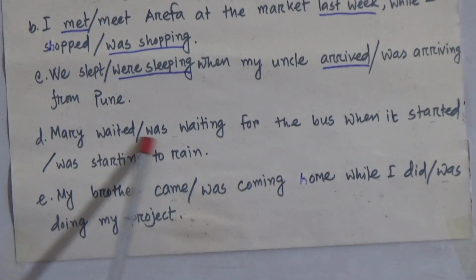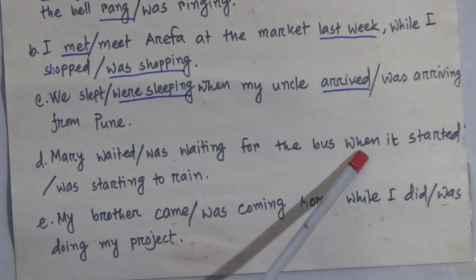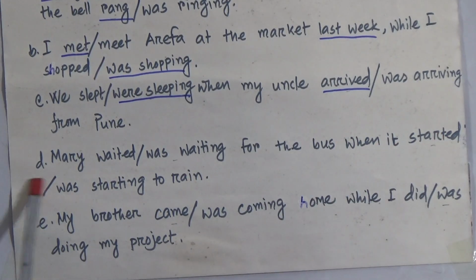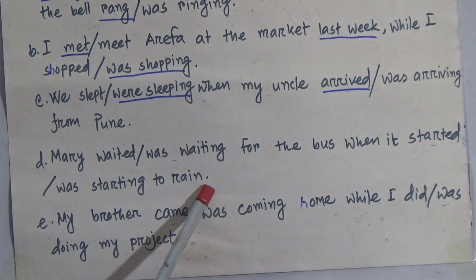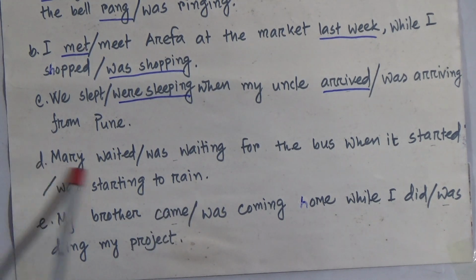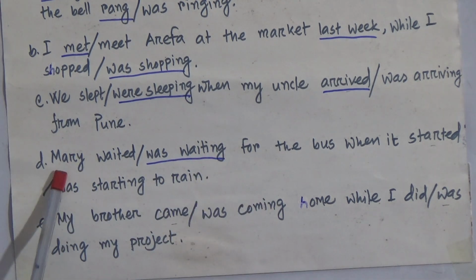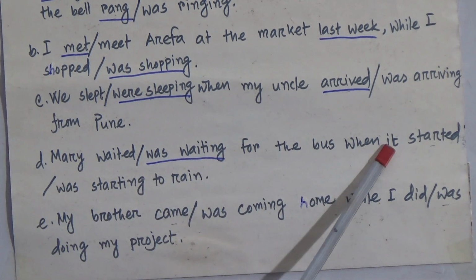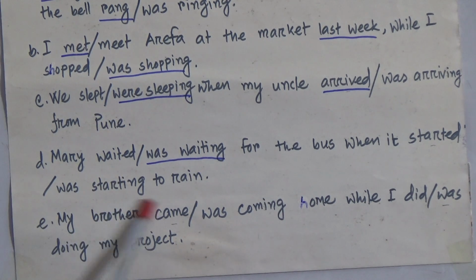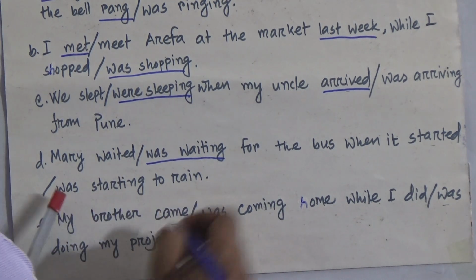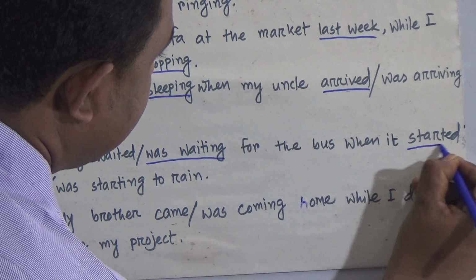Number D, Mary waited or was waiting for the bus when it started or was starting to rain. Mary is singular, so was will be used here, not were. When it started to rain or was starting to rain? No, it would be started to rain.